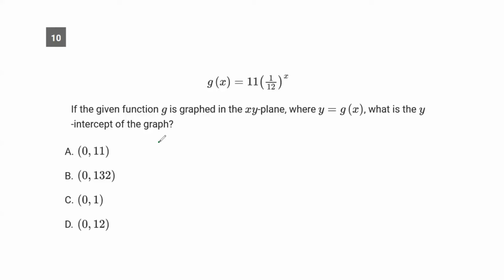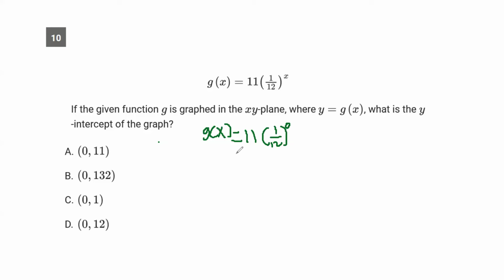If the given function g is graphed in the xy plane, where y equals g of x, what is the y-intercept of the graph? Okay, so remember y-intercept is when x equals 0. So we're going to plug in 0 for x and solve for it. 11 to the 1 over 12 to the 0.